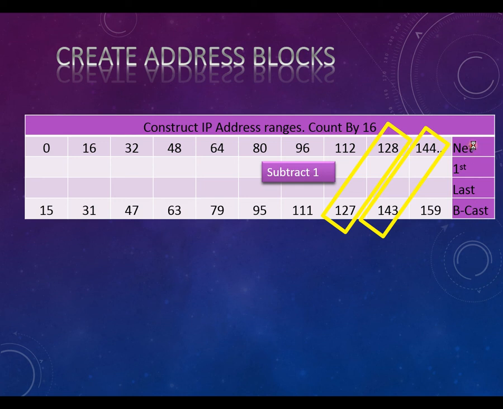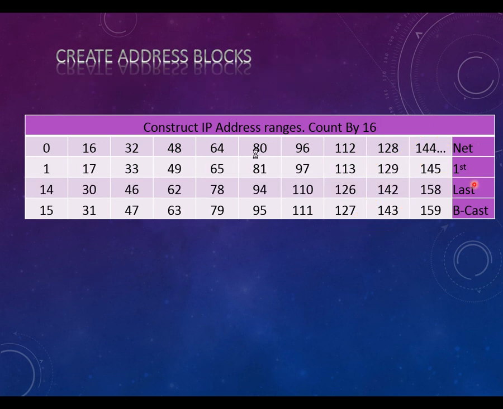So now what we have left to do is determine the first and the last hosts, and that is very simple. What we're going to do is, if you look at network 16 here, we're going to add 1 to 16 and subtract 1 from 31. That's our first host and our last host.